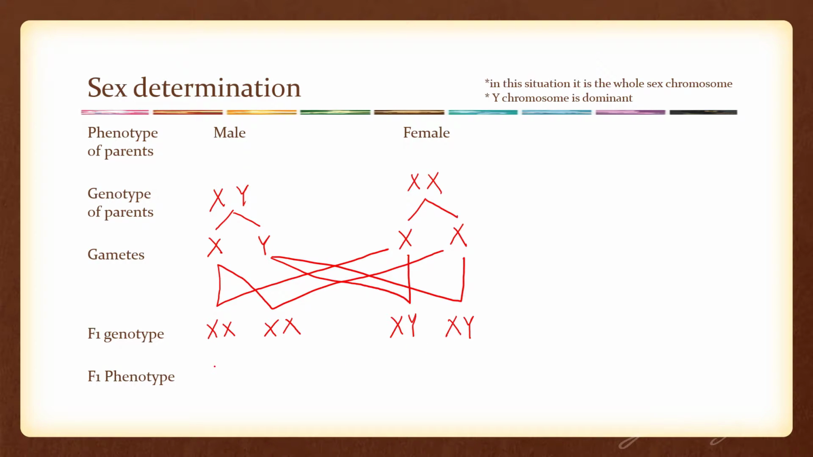So phenotype-wise, the first two will be female. That means the mother will give birth to a baby girl. While XY, it is a male phenotype. And the ratio of male to female will be 1:1. Which is why the chance of a mother giving birth to a son or a daughter is 50-50.